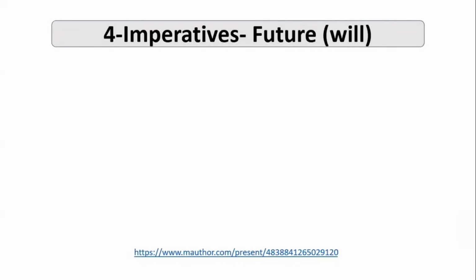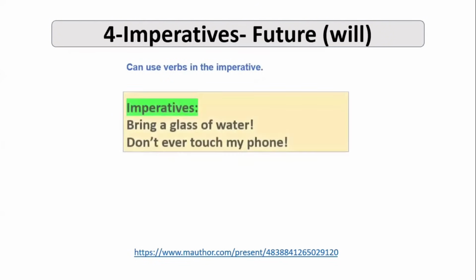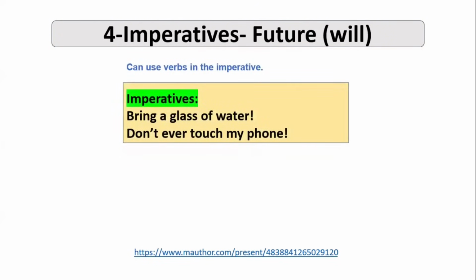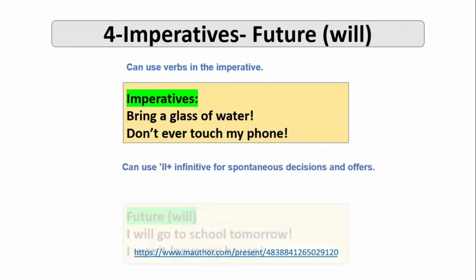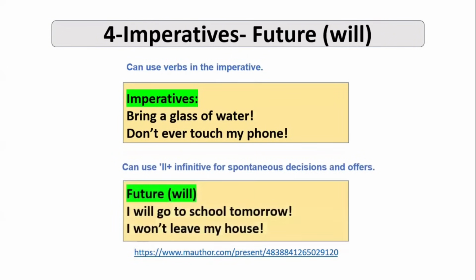Another topic, which is the use of imperatives, أفعال الأمر, and future will, okay? So the first one is can use verbs in the imperative, very, very easy, okay? Imperative, فعل الأمر, bring a glass of water, don't ever touch my phone. I think it's so easy. And the other one is the use of will, or apostrophe ll, plus infinitive for spontaneous decisions and offers.